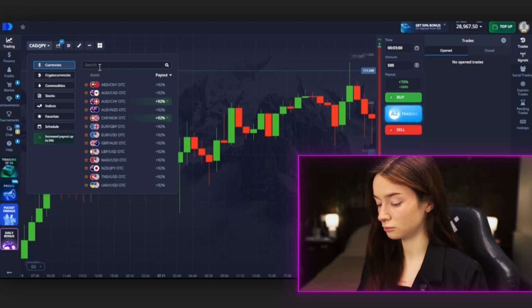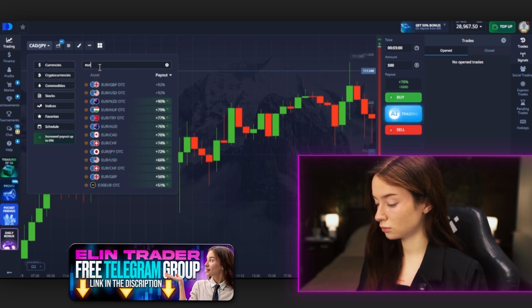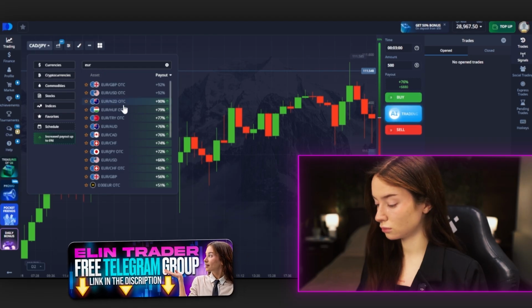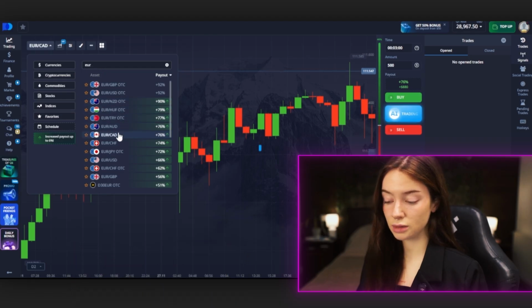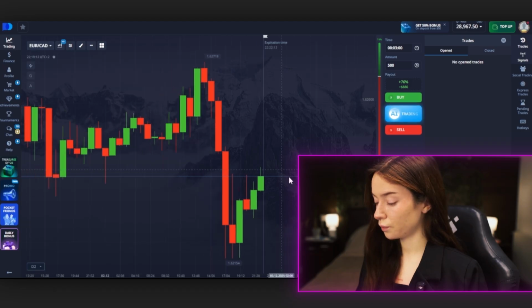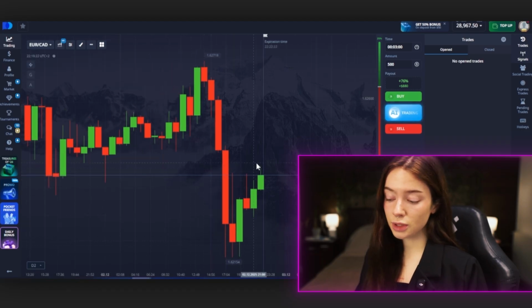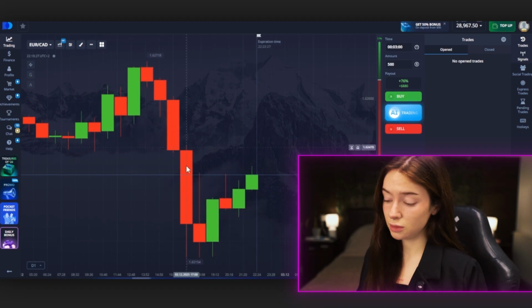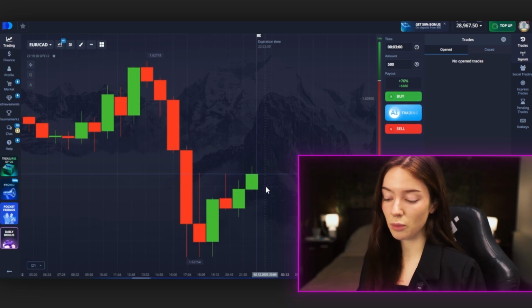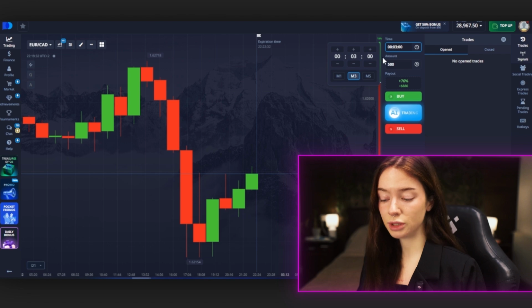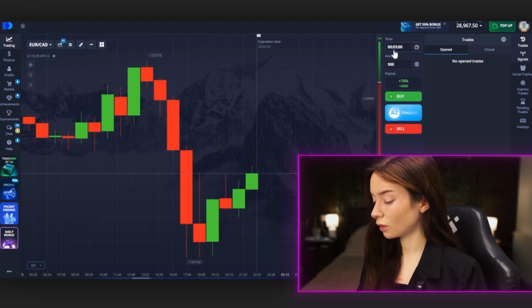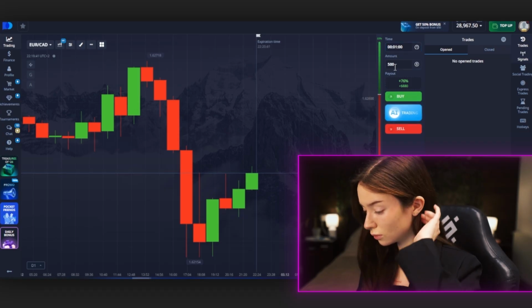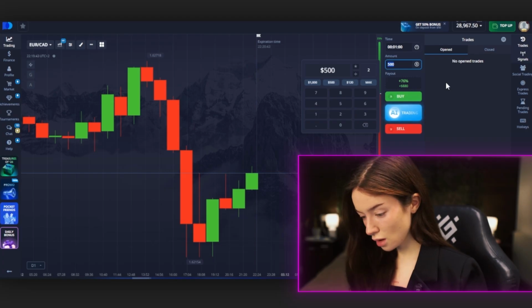Let it be Euro Canadian dollar. Based on the breakout strategy, what do we see? There was a sharp breakout downward, right? A strong candle. Now there is an upward trend. Accordingly, we select the 1 minute time frame and open a buy trade.